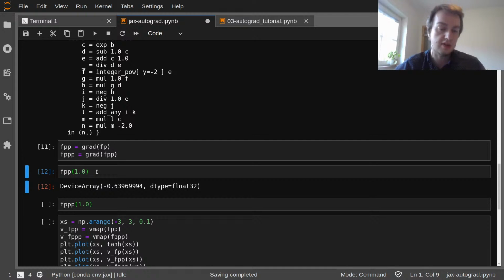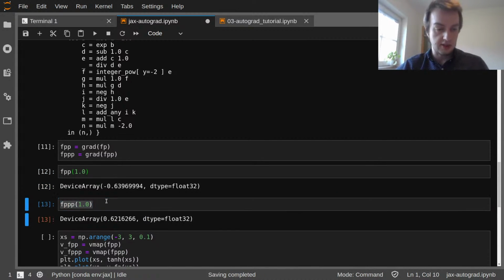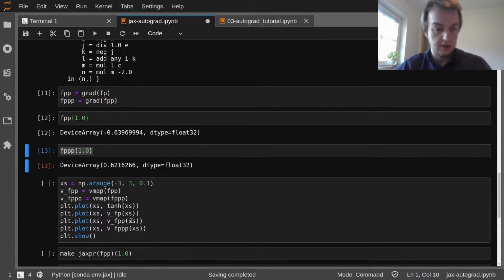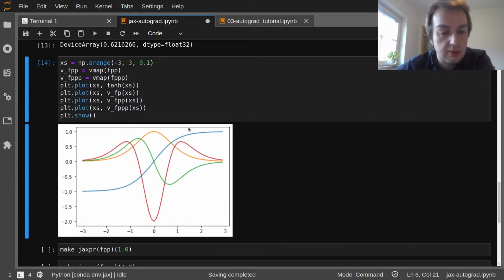I would have the second derivative at 1, which is equal to 0.63, and the fourth derivative, which is equal to 0.62. I could show these values for you, right? And you get back the kind of plots that I had at the very beginning of this lecture. And you could do that for higher order derivatives if you wanted.